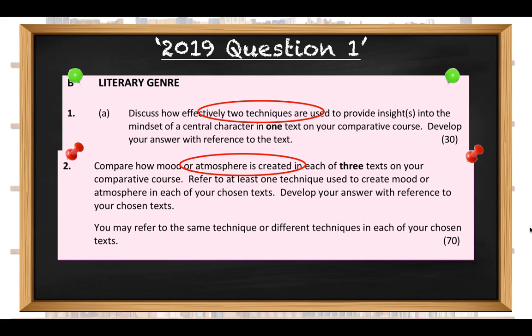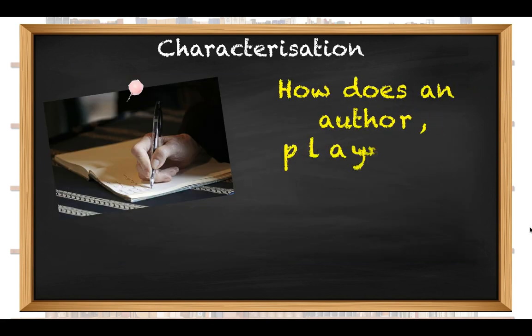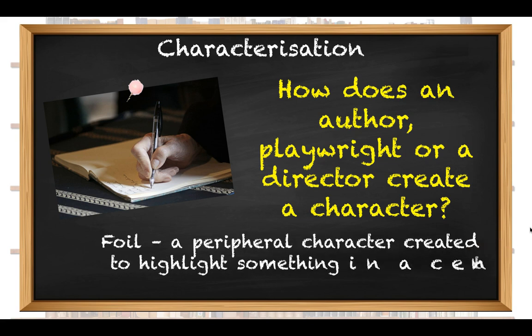Well, let's look at some of the things that they can use. So firstly, characterization. How are the main characters developed? How do we learn about them? Is it through their own actions or things other characters say about them? Are any characters being used as foils? So a foil is a peripheral character created to highlight something in a central character.